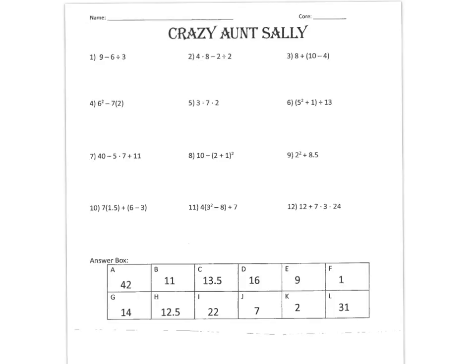And then for homework tonight, you're to complete this worksheet, Crazy Aunt Sally, and you are to complete numbers 1 through 12, and the answer keys are down here. So for your answer, you could either put whatever the answer is, or you could put the letter. Either way would be correct.